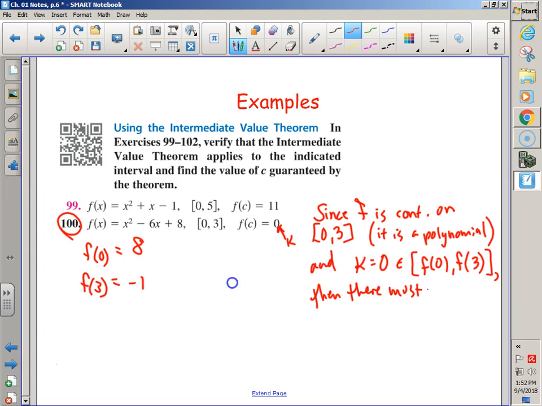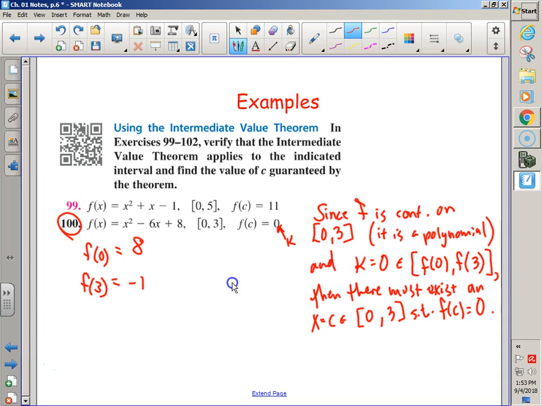Then there must exist an x equals c. C has to be in between according to the theorem? Uh-huh. Is it open or closed interval, a and b? Good. And what was a? 0, right? And then b? Such that f of c equals k. Wait a minute. So we know the theorem applies, but what they're asking for is go find c after you've applied the theorem. Go find c.